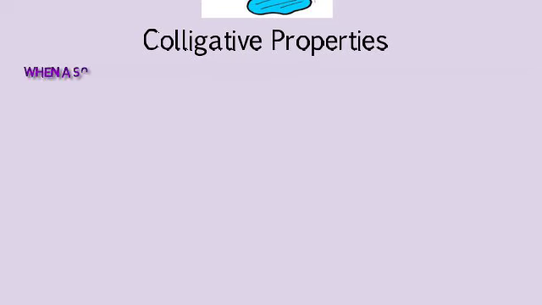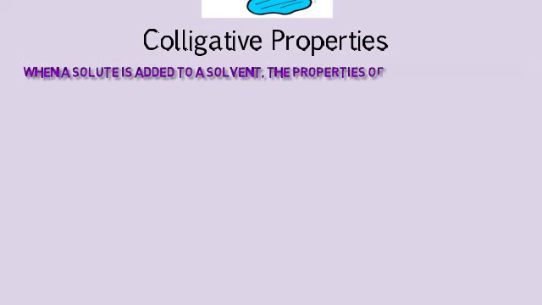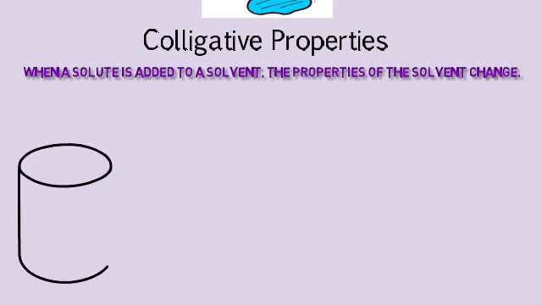All right, this time we're looking at colligative properties. When a solute is added to a solvent, the properties of the solvent change. That's what happens. And actually, it doesn't even really matter what exactly is added to the solvent. Just add something to it, and the properties will change.